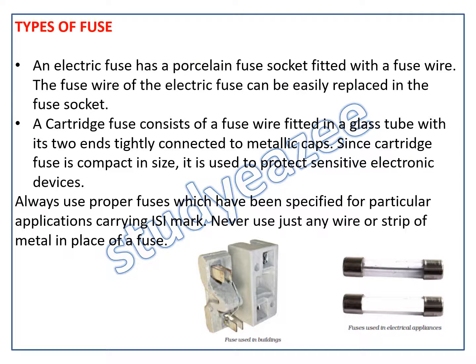There are different types of fuse. An electric fuse has a porcelain fuse socket fitted with a fuse wire. The fuse wire of the electric fuse can be easily replaced in the fuse socket. Then there is a cartridge fuse, which consists of a fuse wire fitted in a glass tube with its two ends tightly connected to metal caps. Since the cartridge fuse is compact in size, it is used to protect sensitive electronic devices. Always use proper fuses which have been specified for particular applications carrying ISI mark. Never use just any wire or strip of metal in place of a fuse.